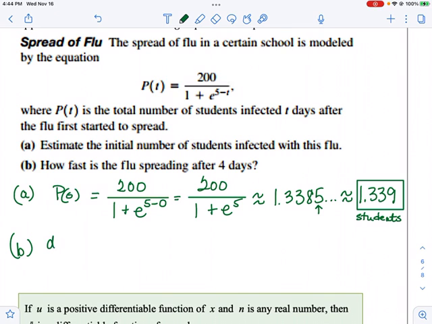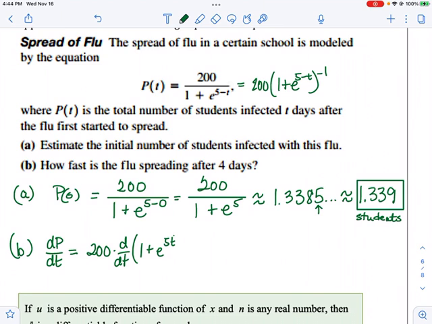So for the second part of this, we want dP/dt, or P prime of t. Remember, you have to put units in the end, so it's always a good reminder with Leibniz notation. So we have 200 times the derivative with respect to time of this. I'm going to rewrite this as 200 times the quantity 1 plus e to the 5 minus t power, to the negative first power.